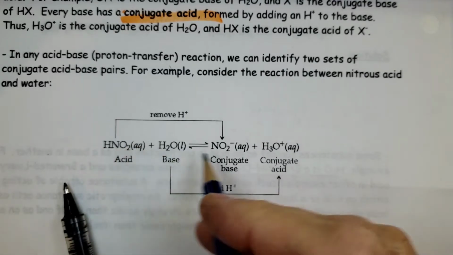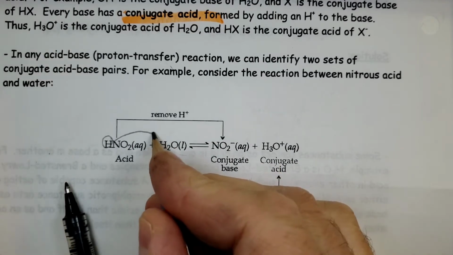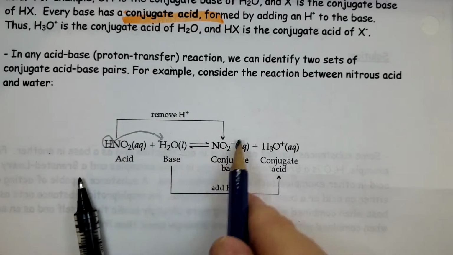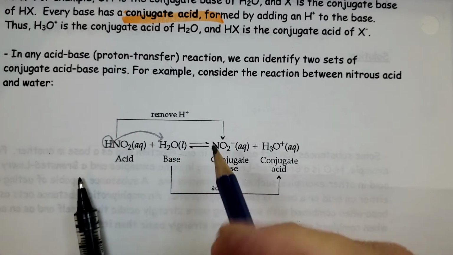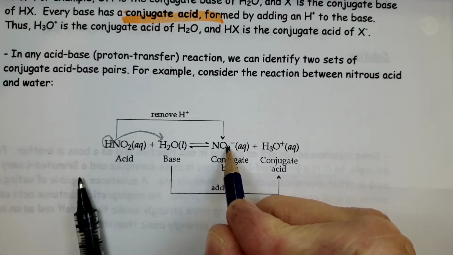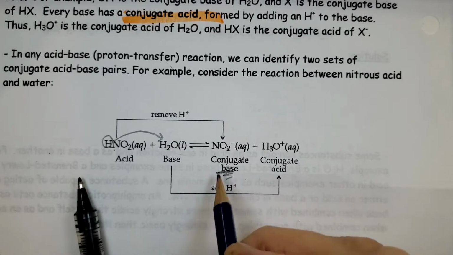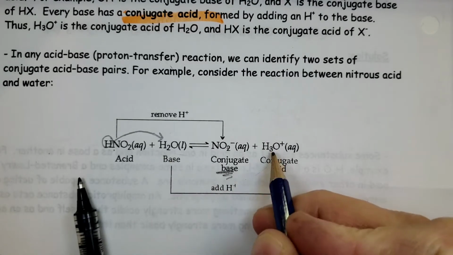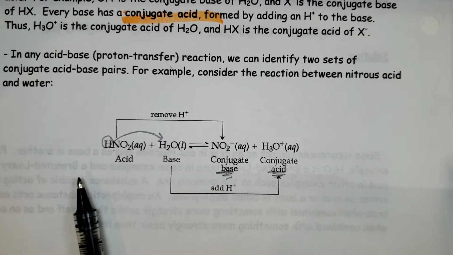So HNO2 became NO2, so we know that this H got lost. And then H2O becomes H3O. So the actual H transfer was like this. Comparing before and after, we can see what happens. Acid gives it up, base receives. Then if we go backwards, NO2 negative to become HNO2 needs to accept an H, therefore it's a base. Going backwards, H3O to become H2O released an H, so it's behaving like an acid. So you'll always have a conjugate acid-base pair.